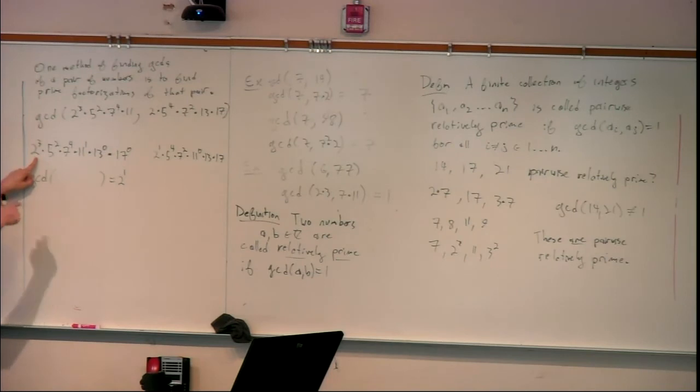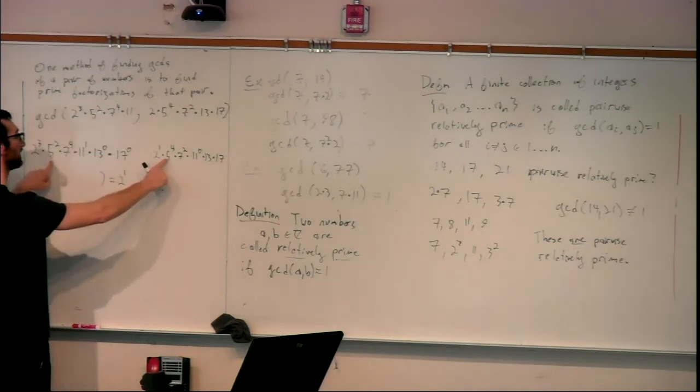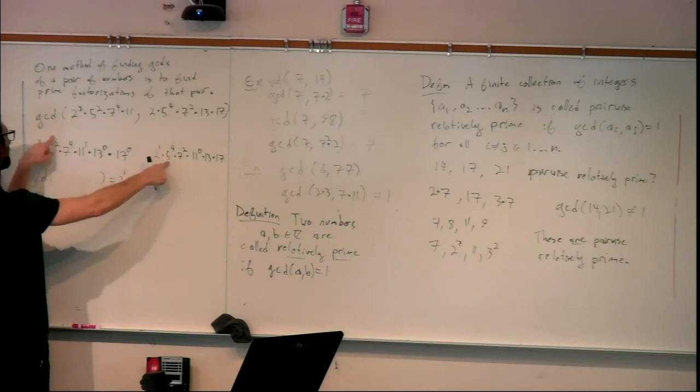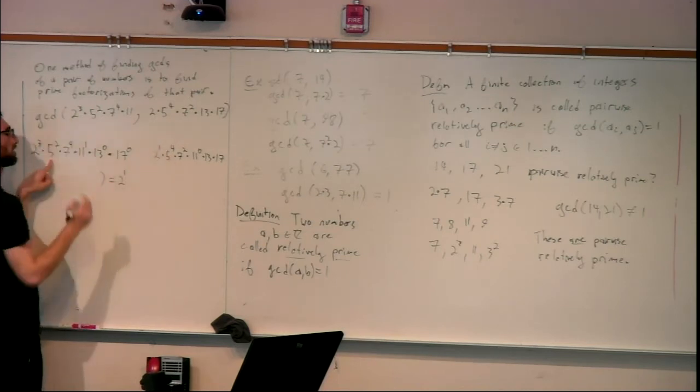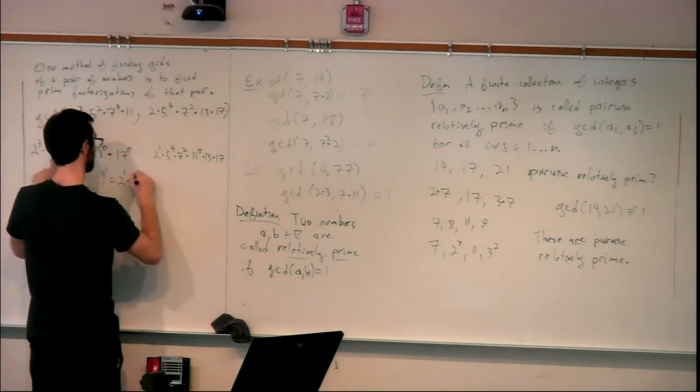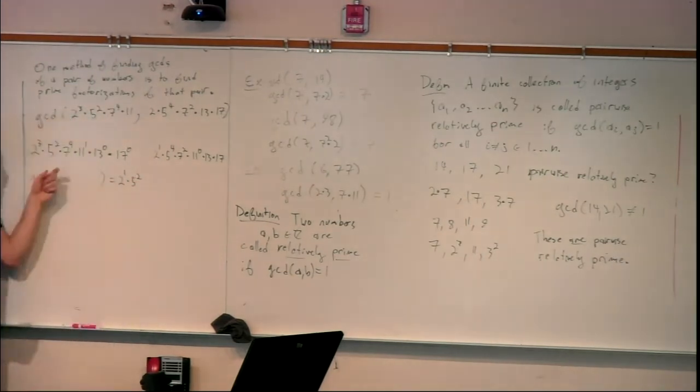No higher power of 2 divides both of these numbers. Then I move over to the next prime. 5 to the 4th appears here, 5 squared appears here. I take the smaller power, times 5 squared. No number with more than 5 squared can divide both of these numbers.